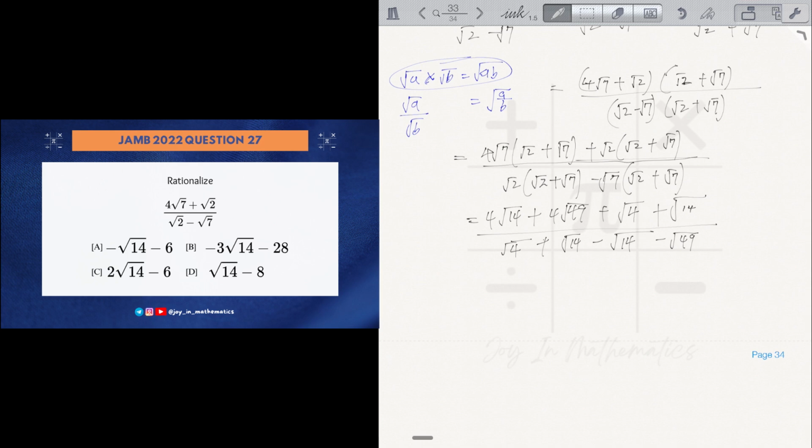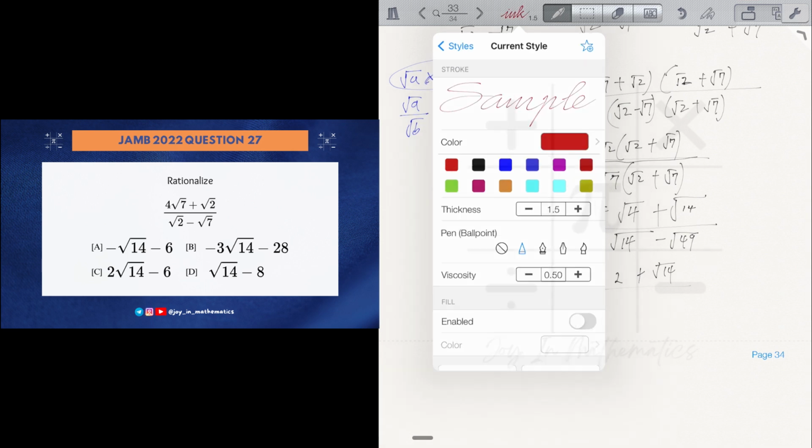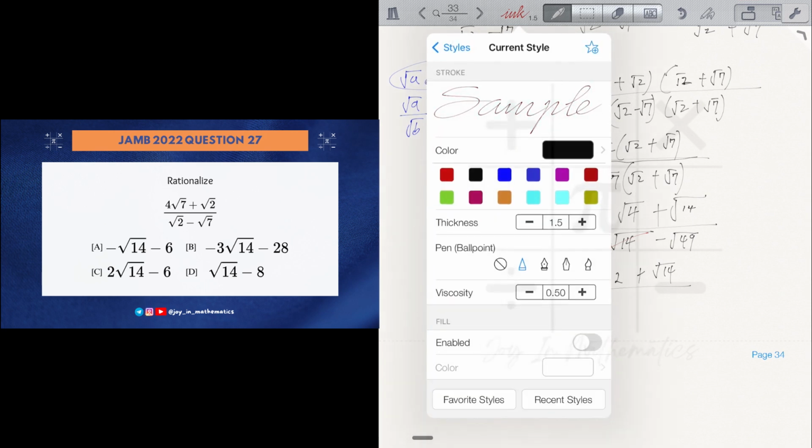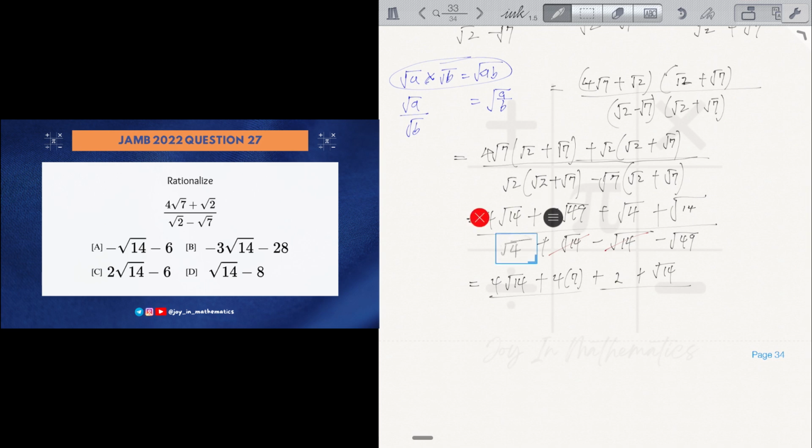Now let's simplify further. So this will give us 4 root 14 plus 4 root 49, which is 7 into 7. Root 4 is 2, and plus root 14. From the denominator, root 14 and minus root 14 will nullify each other, and we'll be left with root 4, which is 2, minus root 49, which is 7.